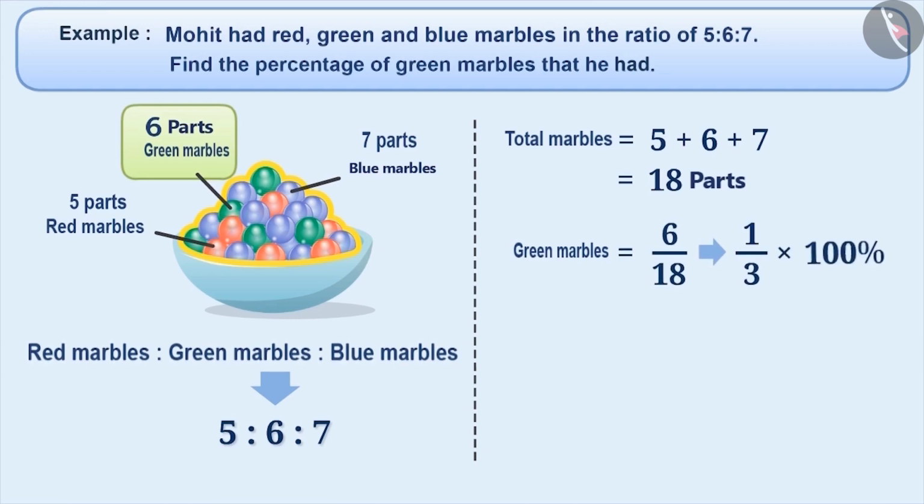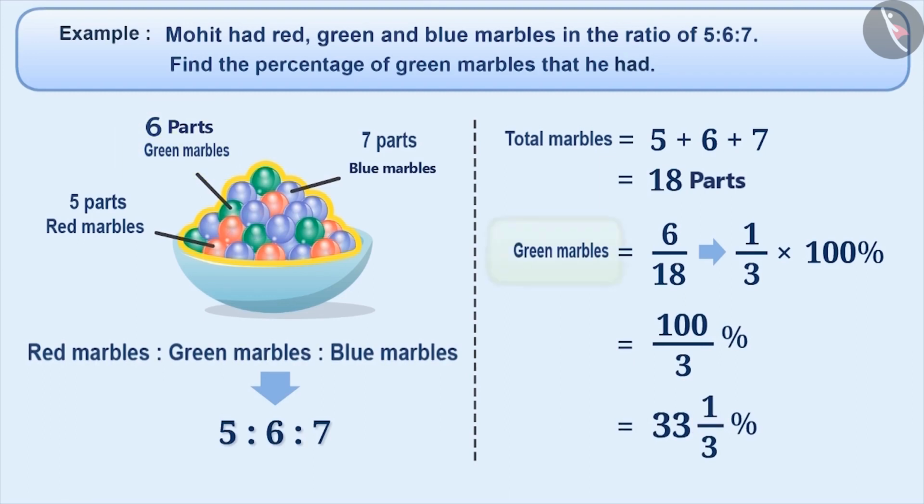To express it in percentage, we need to multiply 1 by 3 by 100%. 1 by 3 into 100% is equal to 100 by 3, that is 33 1 by 3%. Therefore, among the total marbles, green marbles are 33 1 by 3%.